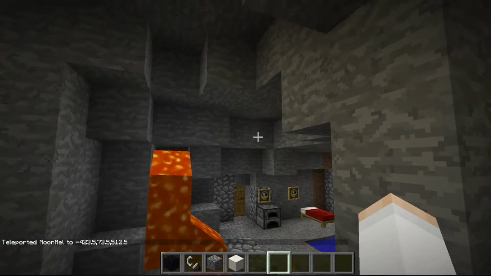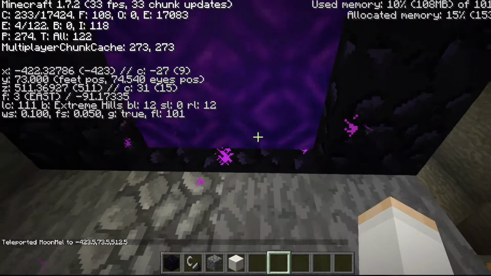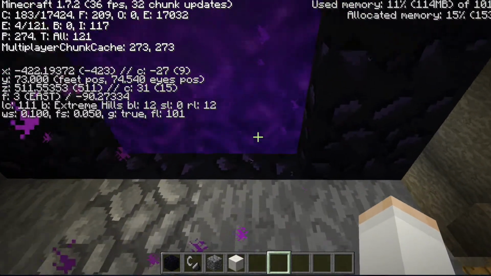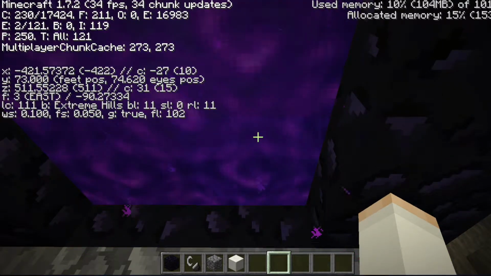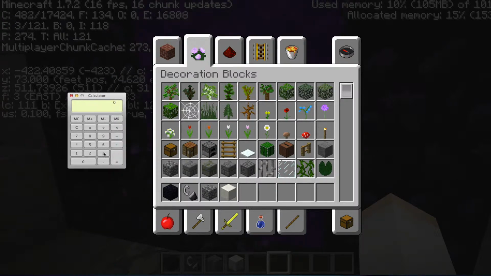One quick fact for you: if you travel 1 block in the nether, it's the same as traveling 8 blocks in the real world. So what you're going to do is first get the coordinates of your portal. The portal is found at negative 421, negative 420 and 511. So we're going to type in negative 422 and divide it by 8. And that's the x coordinate of where our portal needs to be in the nether. So write that down: negative 52.